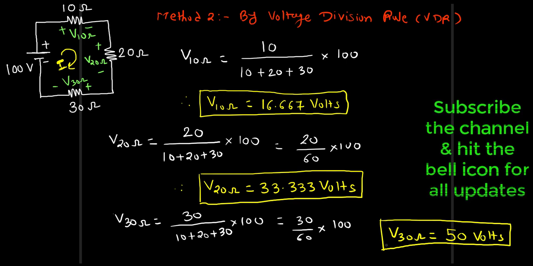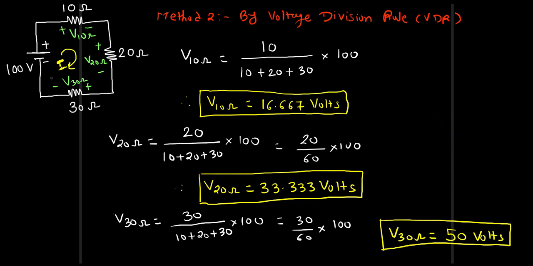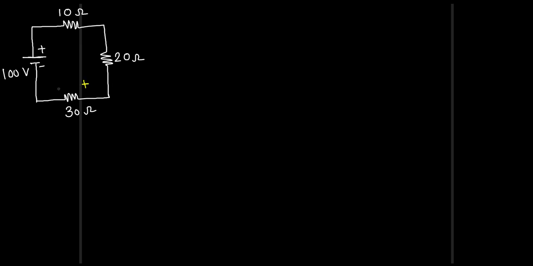Now what is remaining? We have to calculate this current. How can we calculate the current? You can take any voltage, either the voltage across 10 ohm, 20 ohm or 30 ohm, and then we can apply Ohm's law. Let me go to the next page. Now this voltage across 30 ohm we are getting as 50 volts. We can apply Ohm's law here.